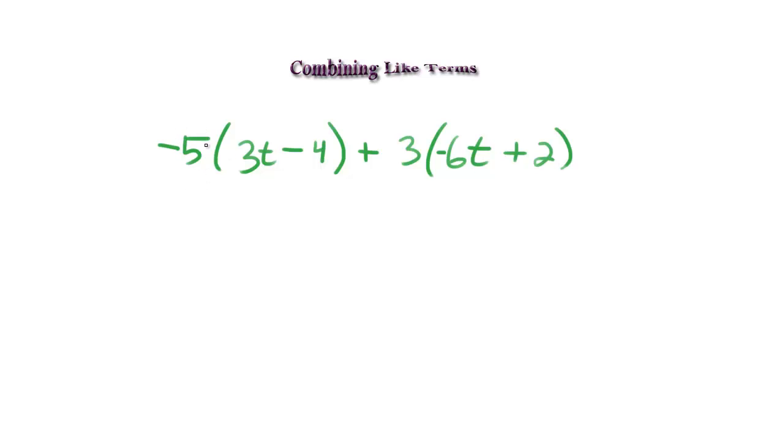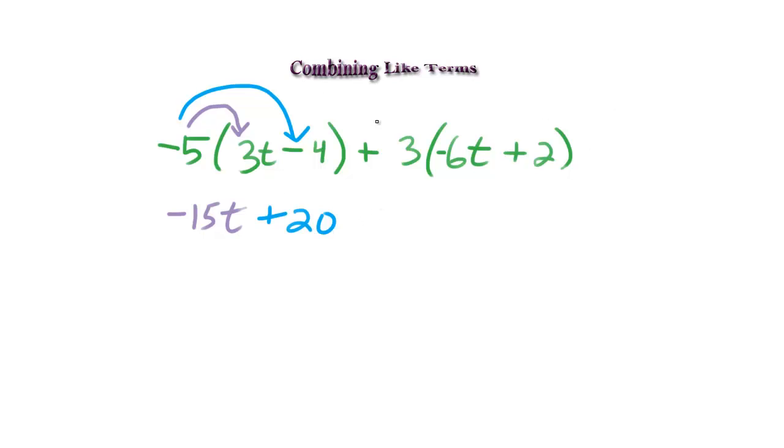Again, we see that there are 2 parentheses here, so we're going to have to use the distributive property and simplify the parentheses first, right? So let's do that. So we have here the -5 times the 3t, so that's -15t, and -5 times the -4, that's going to give us a +20, right? So that's the first parentheses. We dealt with that. Now let's move on.